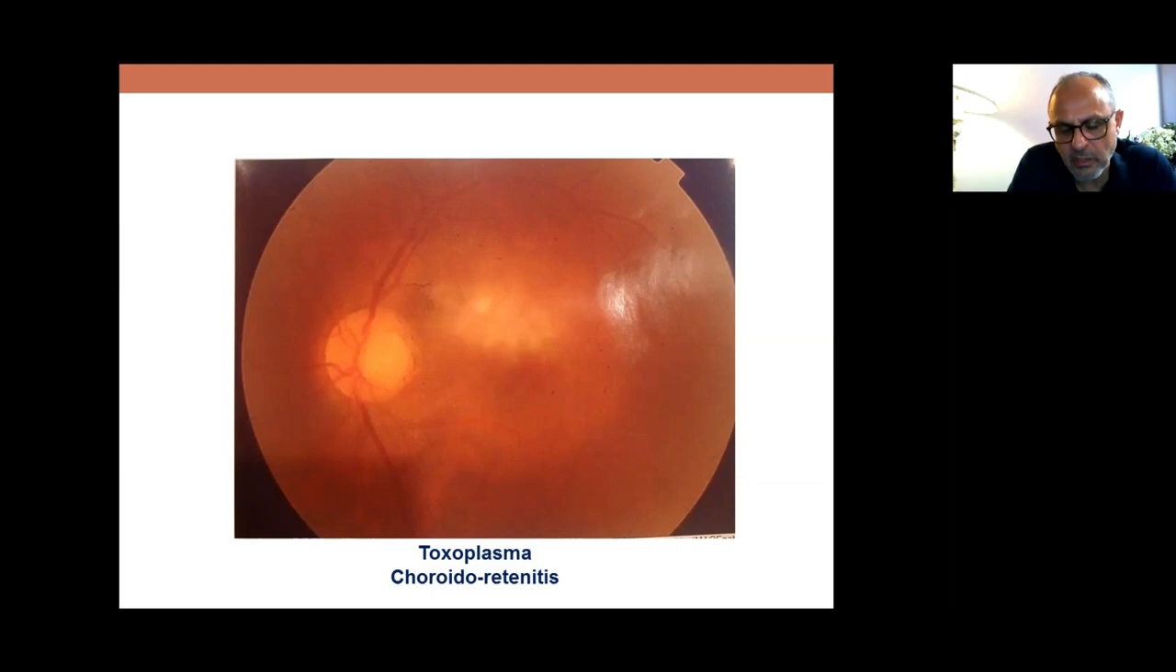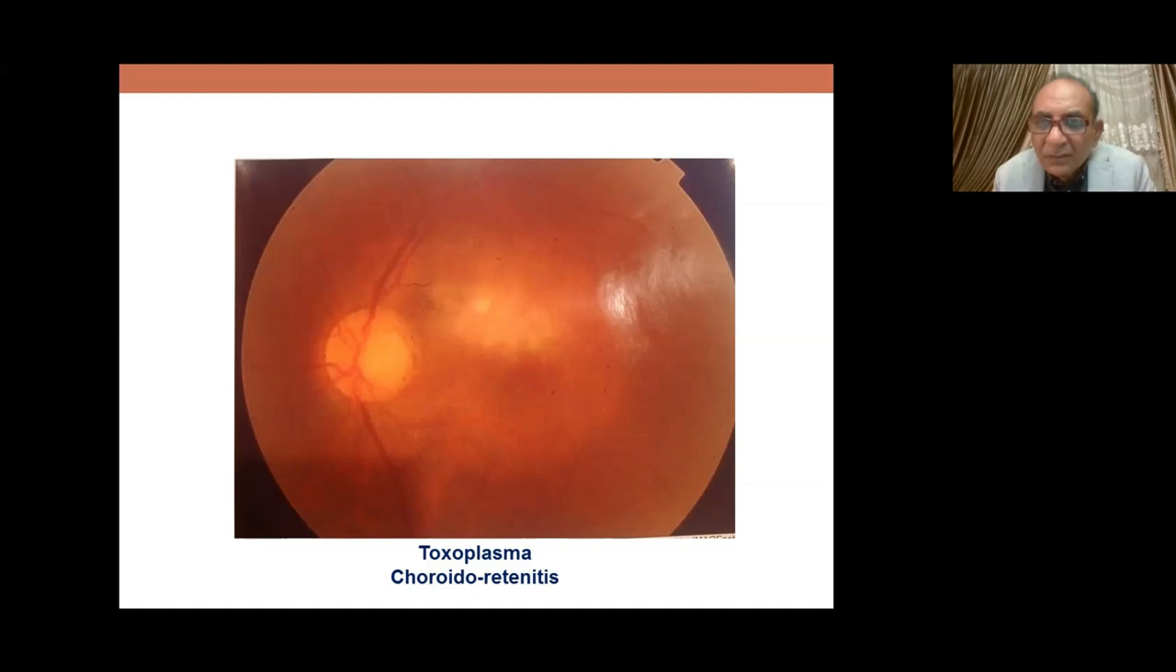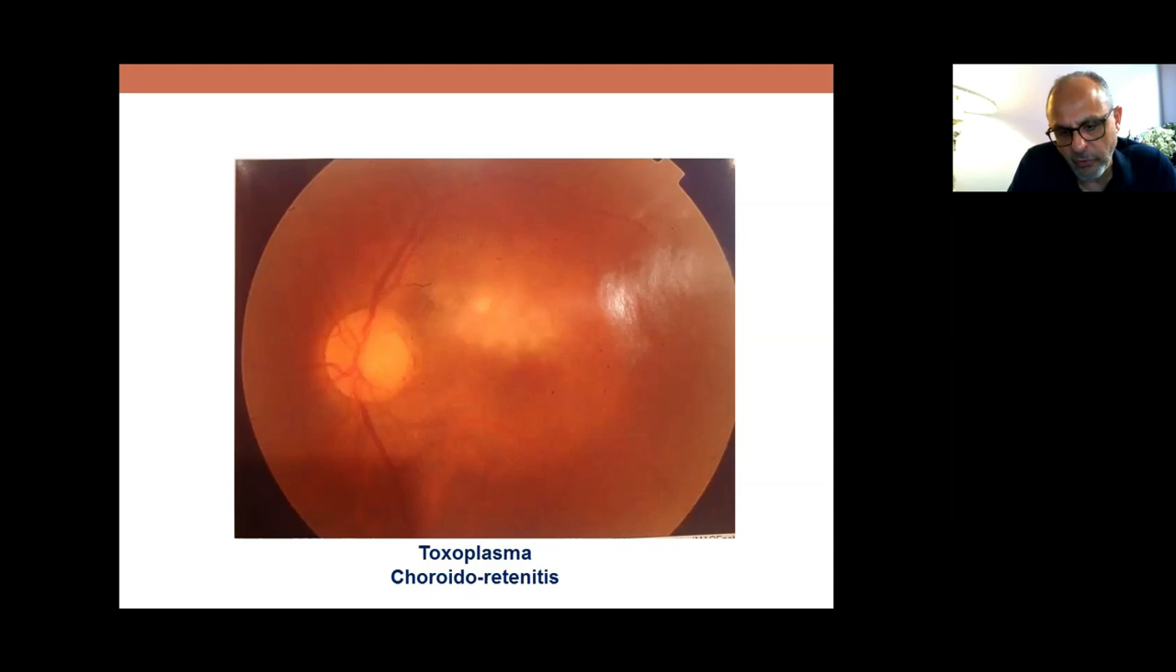The other thing that they can do is, with the aqueous sample, they can test for immunoglobulins and divide the amount by the amount of the serum immunoglobulin. And this is called the Goldmann-Witmer coefficient. If it's more than one, this means there is a local production of immunoglobulins, and this would confirm this is ocular toxoplasmosis. Again, the patient is very reluctant to have an intervention sample taken from the eye, especially since the diagnosis is mainly clinical, and the lab test is just to confirm my guess.